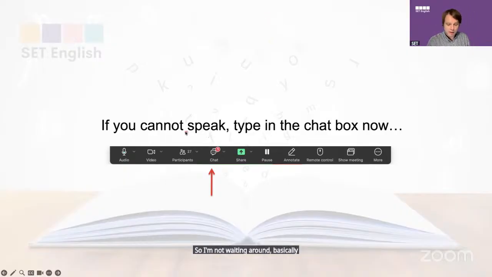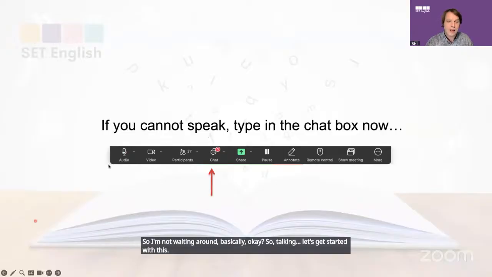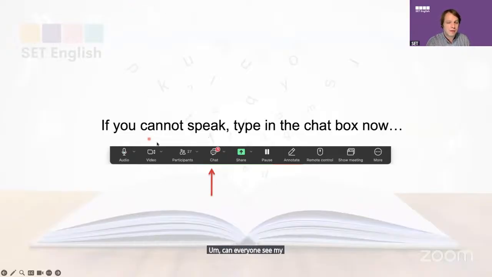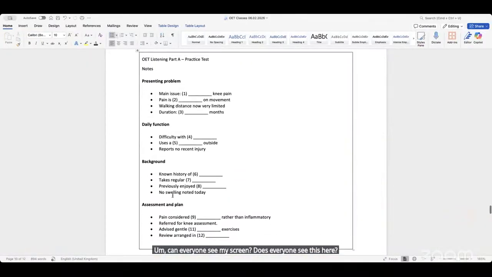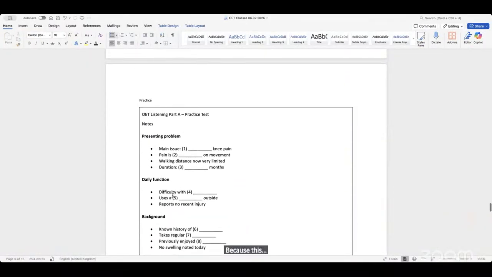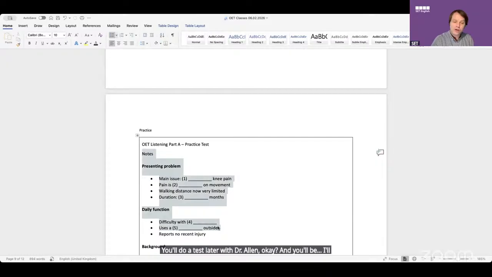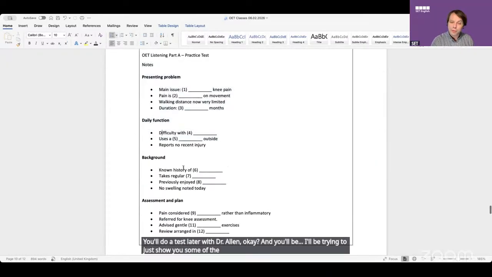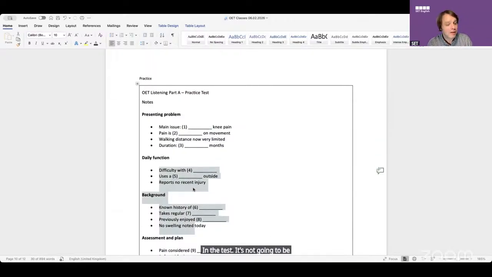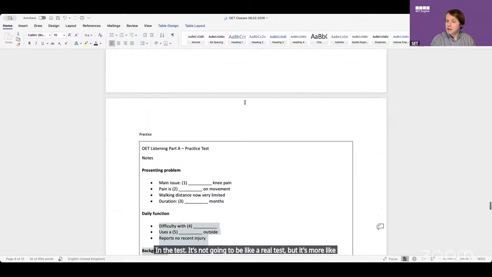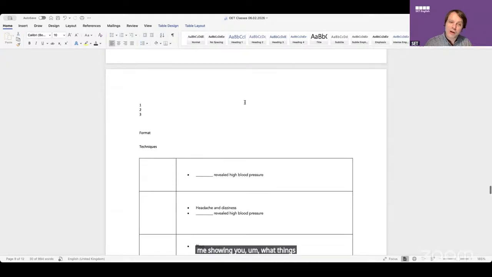Okay, let's get started with this. Can everyone see my screen? Does everyone see this here? Yes. We're going to do a test. You'll do a test later with Dr. Allen, okay? I'll be trying to show you some of the things that will happen to you in the test. It's not going to be like a real test, but it's more like me showing you what things you need to look out for.